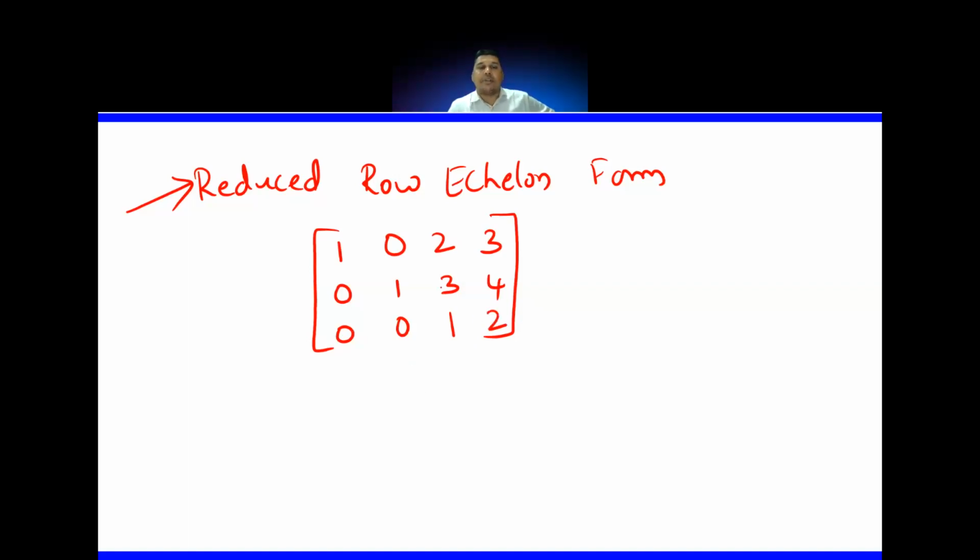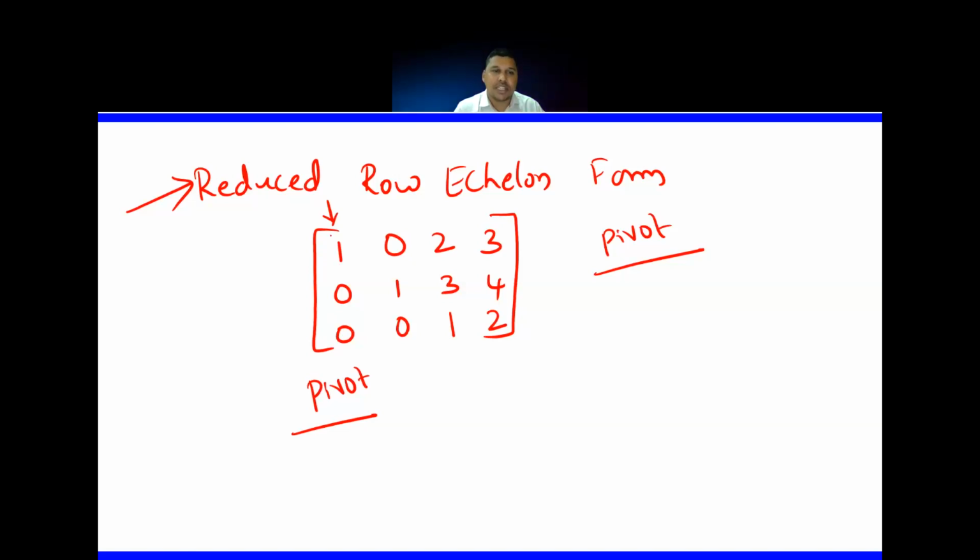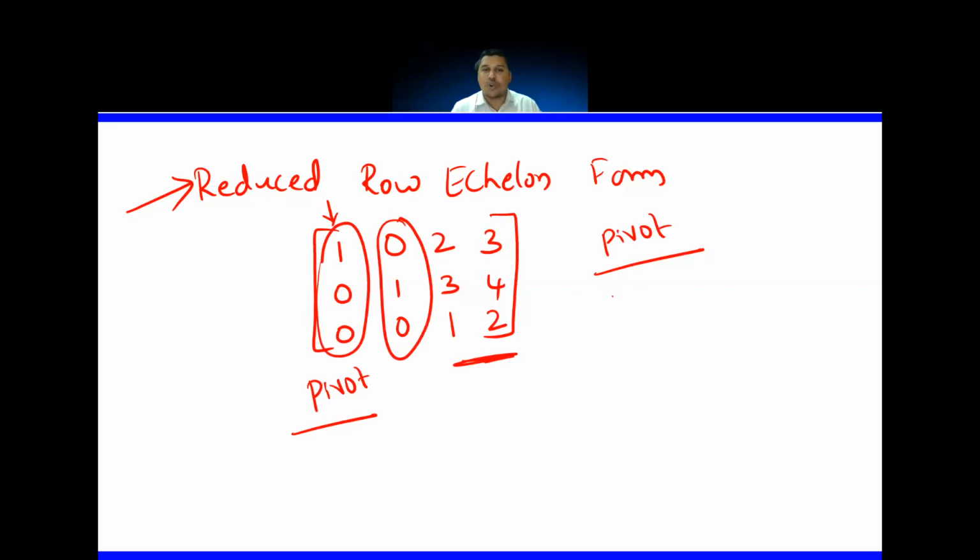After doing some row transformations, if I can convert that matrix, see which column is called a pivot column. This is a pivot column because there is only one non-zero element in the column. If there is only one non-zero element, that is called a pivot column. This is also a pivot column because there is only one non-zero element. These two are not. So C1, C2 are pivot columns.